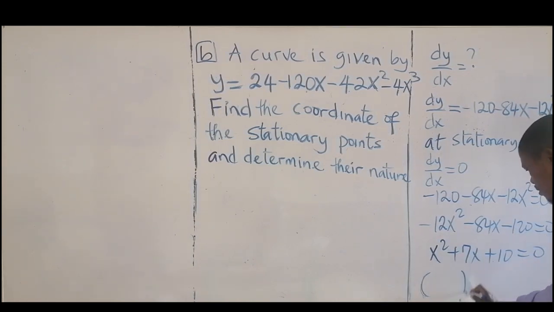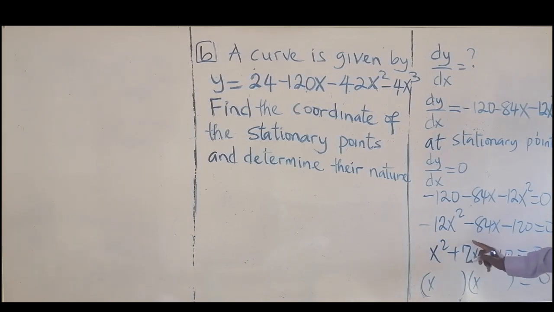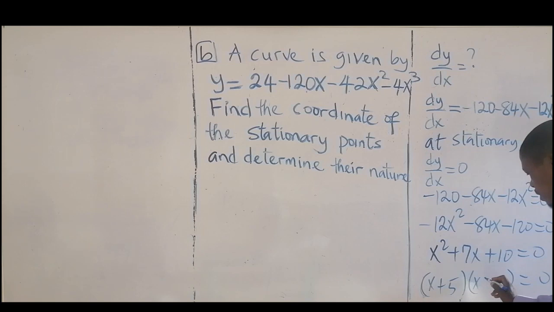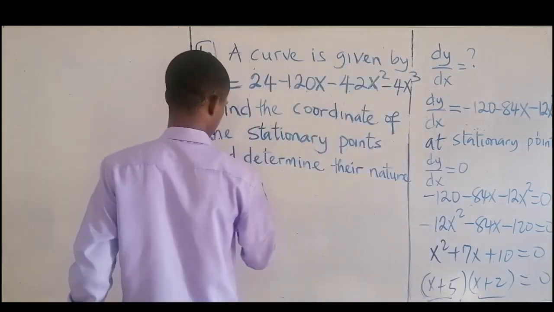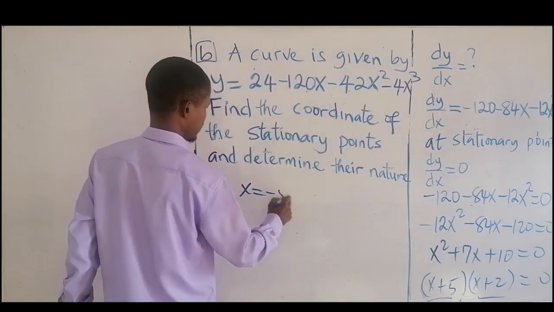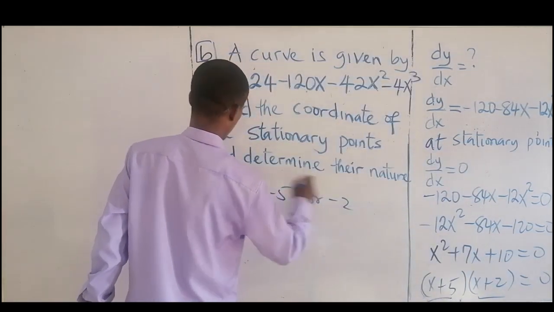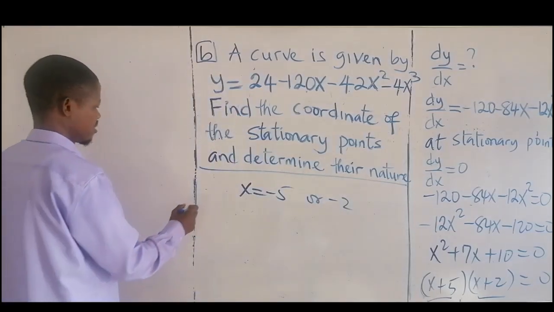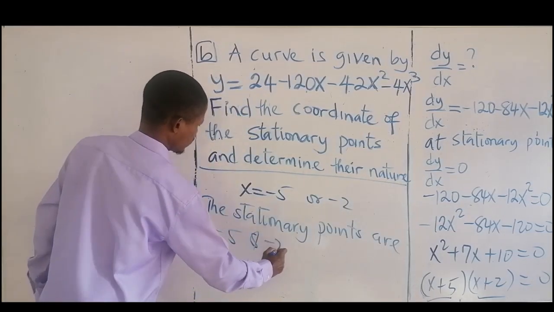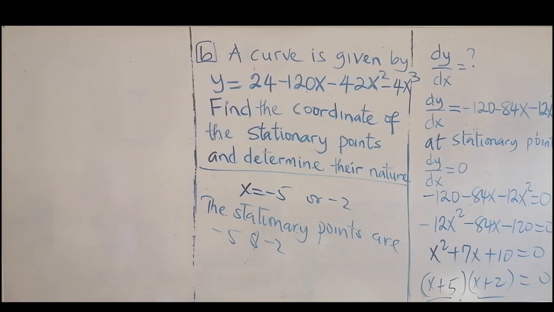Okay, then factorize that, pair this x squared. Factors of 10, that's 5 and 2, that can give us a plus 7. That will be x plus 5 and x plus 2. So in that case, this is equal to 0, this is equal to 0. So we have x is equal to minus 5 or minus 2. So the stationary points are minus 5 and minus 2. So these are the stationary points.